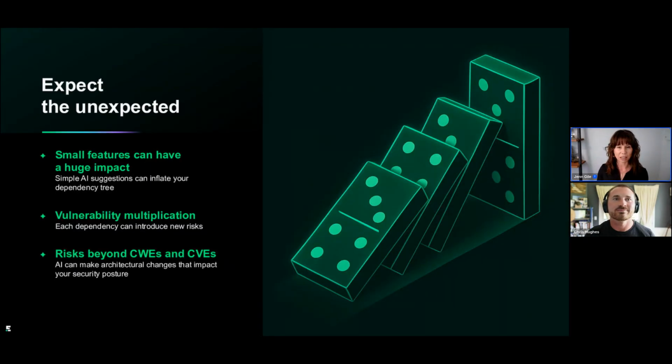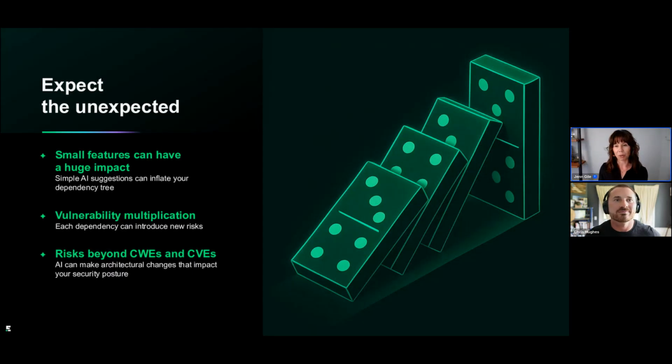The second thing that you need to be prepared for when using these tools and when securing the code that comes out of it is unexpected things are going to happen. Exactly what you were talking about, Chris, with dependency bloat, making small feature changes that to a software engineer would truly be small. These simple AI suggestions can really bloat your dependency tree. You can end up with hundreds or thousands of software dependencies.